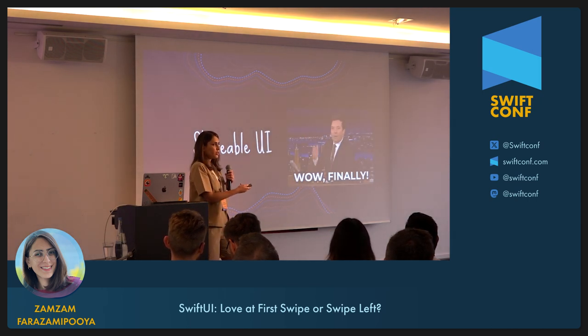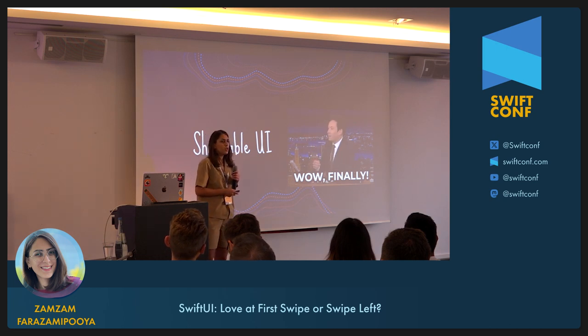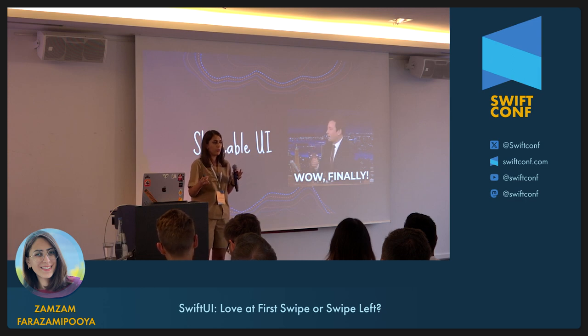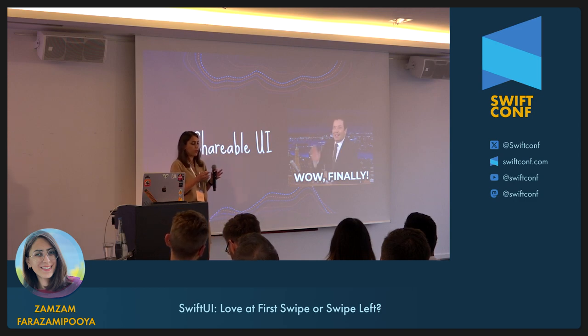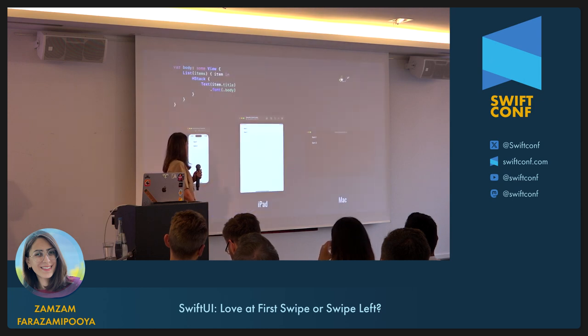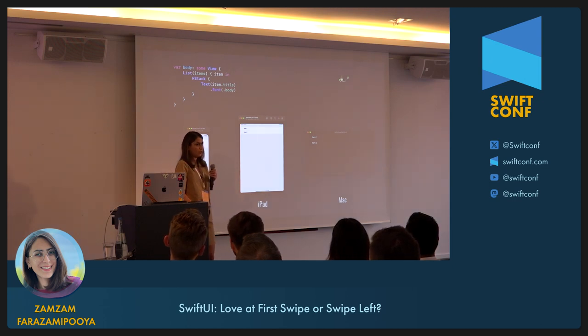Shareable UI. Finally, in SwiftUI, you can share UI between multiple platforms. So it's pretty nice that if you want to make a side project or any project that you want to work on multiple platforms, you can just write one set of lines of code, and then it will work on all the platforms. So this is my favorite ugly list. With a few lines of code, you have it running on iPhone, iPad, Mac, and watchOS as well.